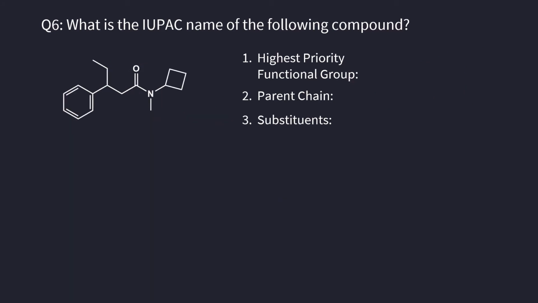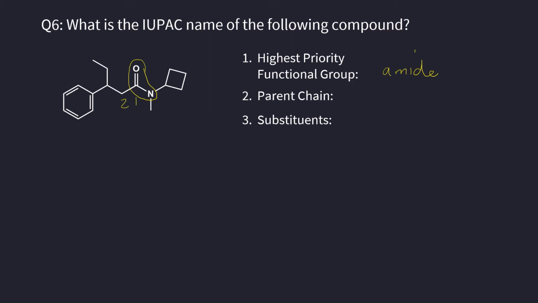Let's move on to the next example. So by now you should be gravitating towards parts of the molecule that contain heteroatoms. In other words, atoms that are not carbon or hydrogen. So if you look at the section here that contains a nitrogen and an oxygen, you'll notice that that is an amide functional group. And there are no other groups that contain heteroatoms, so that automatically gives us our highest priority functional group.